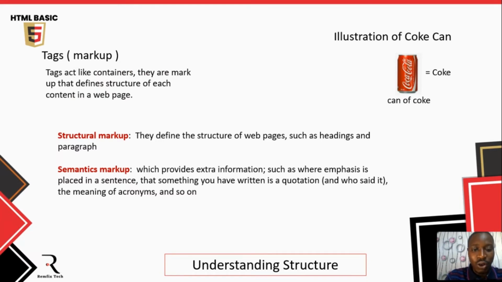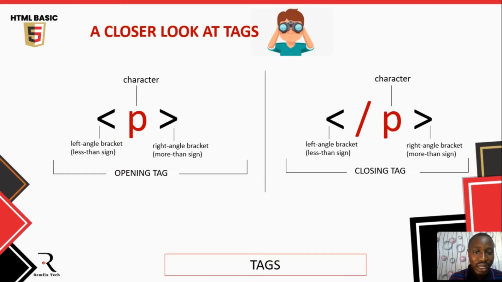And the structural markup, they define the structure of web pages such as headings and paragraphs, while semantic markup provides extra information such as emphasis that's placed in sentences, quotation, acronyms, abbreviations. You're going to understand it better in our subsequent videos. Alright, so let's take a closer look at tags now.